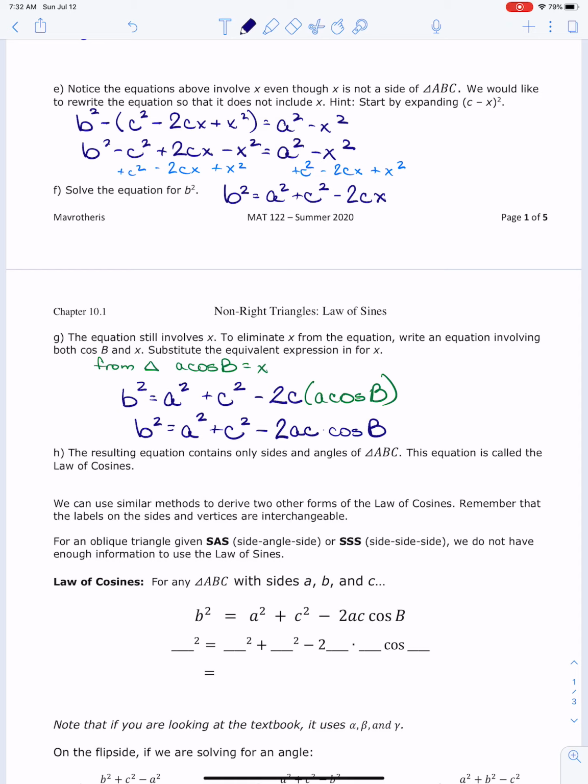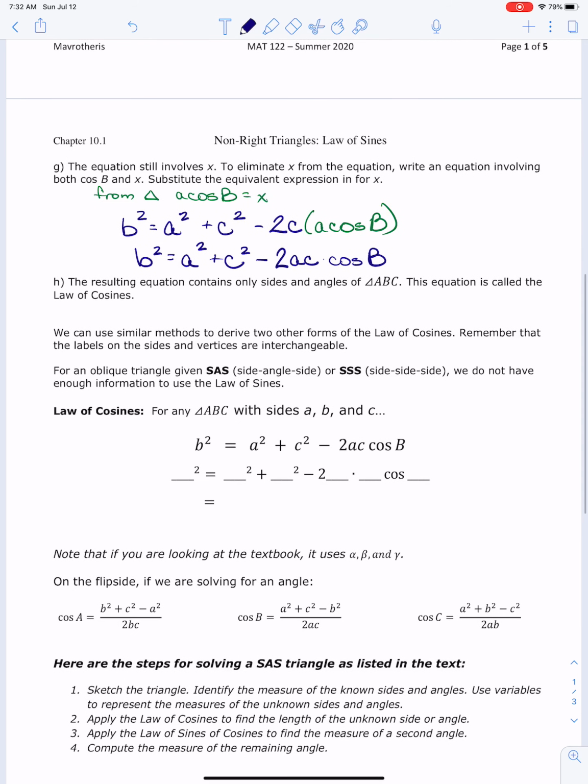This is the law of cosines. You know it. Notice it involves 3 sides and 1 angle. And again, we've written this in terms of b squared. We can rewrite this, looking at the patterns here, with the other 2 sides. So this is right here.